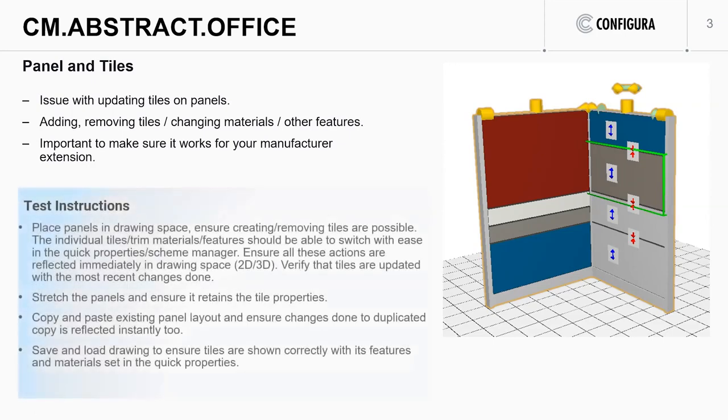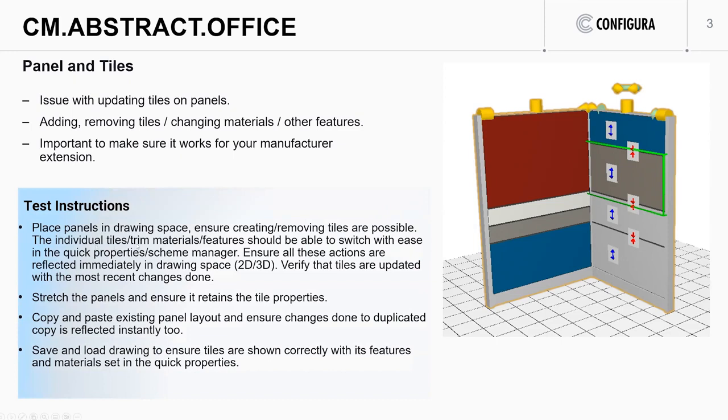Now, these are the test instructions. Using your manufacturer extension, place panels in the drawing space. Ensure that creating or removing tiles is possible. This is an example that I've used using the Fika Office extension.